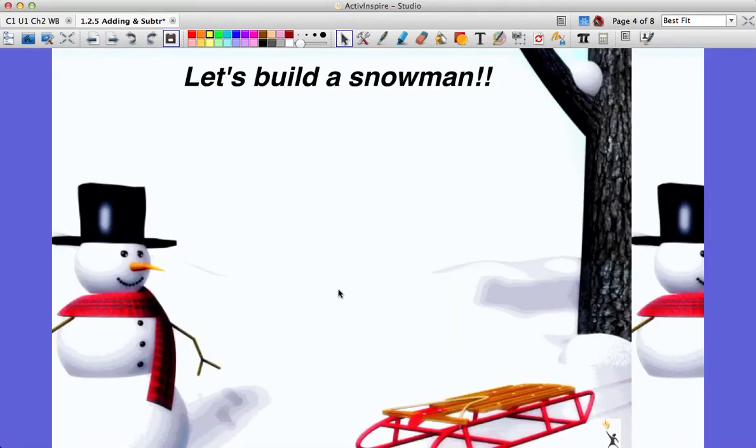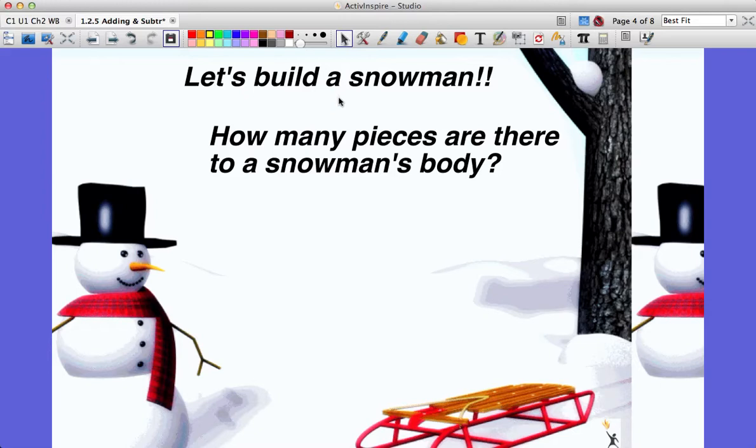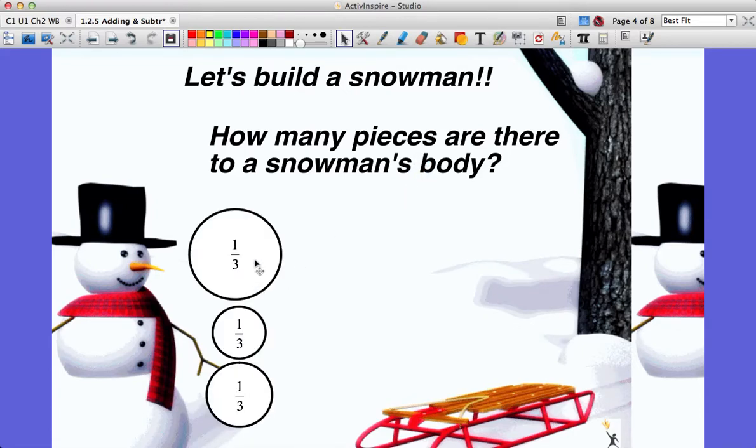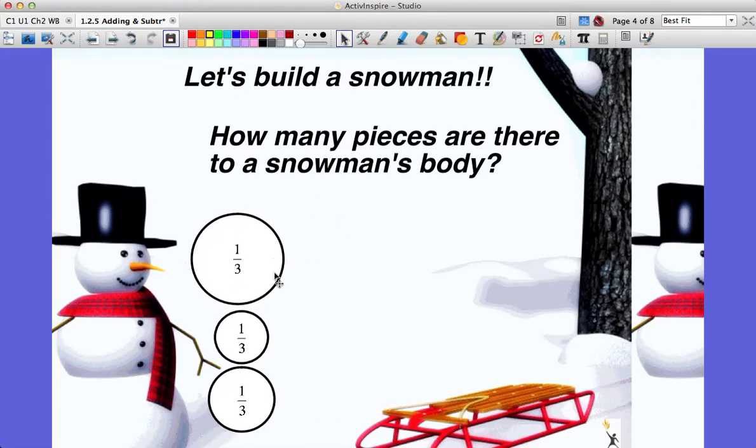Right, so let's talk about building a snowman. This will help you understand what it means to add like fractions. Since we live in Wisconsin, it's never too early to talk about snow. Building a snowman, how many pieces are there to a snowman's body? Well, we have the bottom, the middle, and the top. We're not talking about all the extra stuff. We're just talking about the 3 pieces needed for the body. We need the bottom, which is 1/3, the middle, which is 1/3, and the top, which is 1/3.